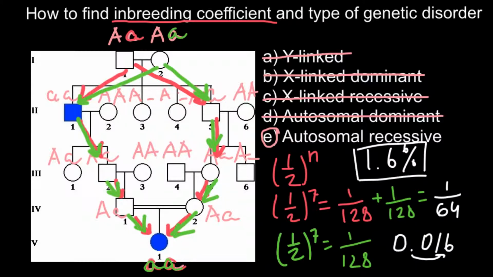And I also want to note that when we calculate inbreeding coefficient, we are finding the probability that person 1 in the 5th generation would be homozygous in locus for 1 allele that he would get whether from the person 1 in the 1st generation or person 2 also in the 1st generation.